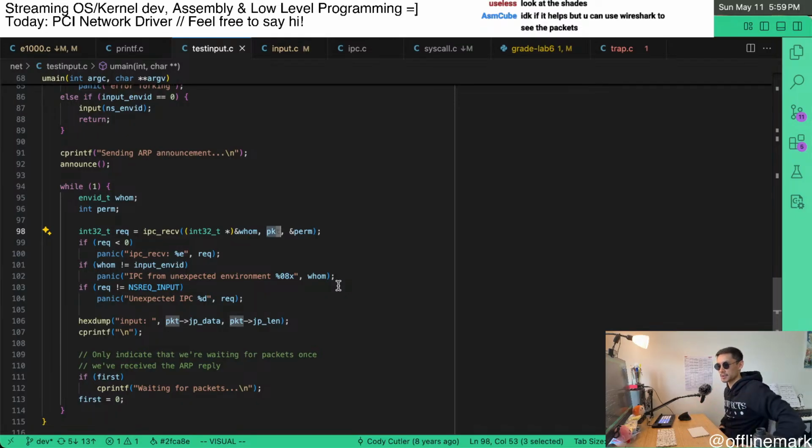Yeah, thanks for the tip, AsmCube. Yeah, we were using Wireshark a little bit earlier. The problem is purely in the way the OS is handling the input data from the network. So the Wireshark looked fine.